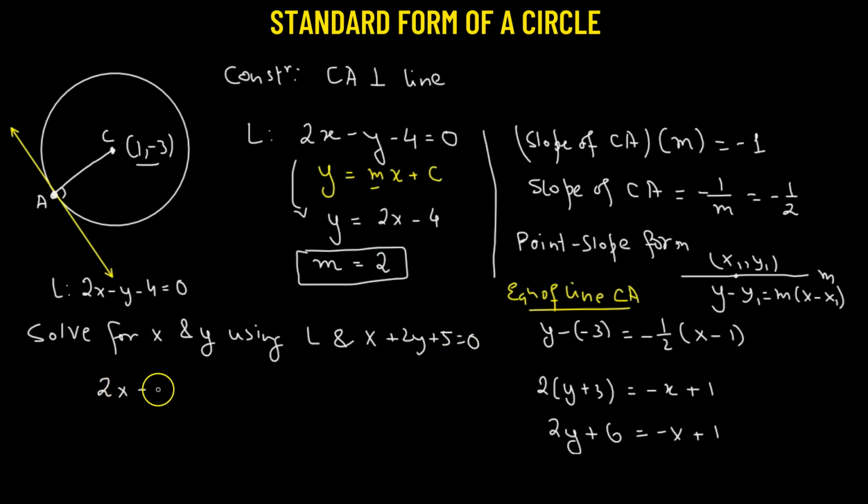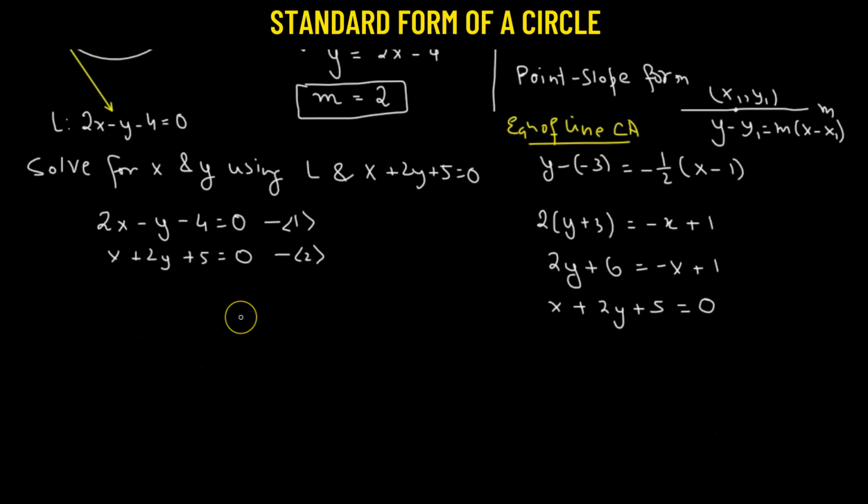So we have 2x minus y minus 4 equals 0. We're going to label this as equation number 1. And then we have x plus 2y plus 5 equals 0. We're going to label this as equation number 2. Now we'll use the method of elimination. So we'll take equation number 1 and multiply it by positive 2. So this is going to transform into 4x minus 2y minus 8 equals 0.